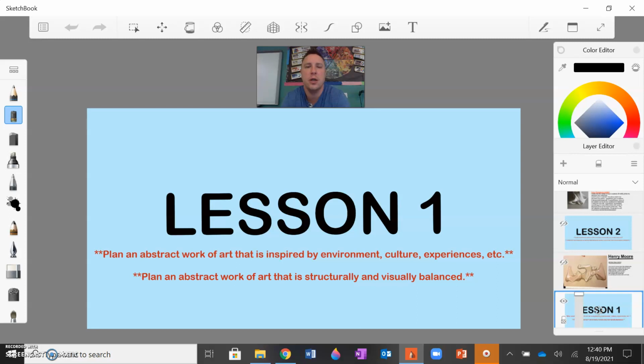environment, culture, experiences, etc. Really just an abstract artwork that's inspired by something that you believe, something that you've seen and experienced. You want there to be a meaning behind your sculpture and not just have it be some random shape, because having the idea will guide your production to make sure you're creating a product around the idea and not the other way around.